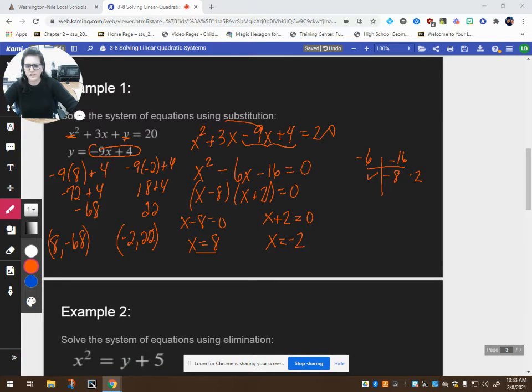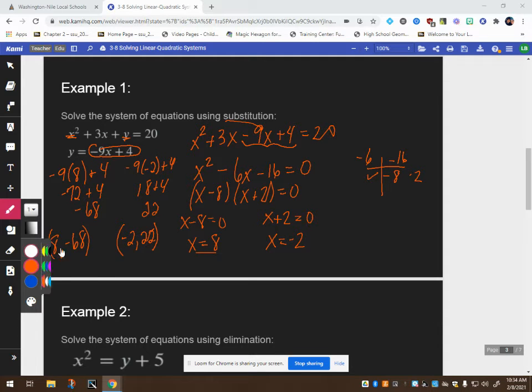So we have just figured out that the solutions to this system, a linear equation and a quadratic equation, are (8, negative 68) and (negative 2, 22). So think about what that means. If I was to graph these, then they would intersect at these points.